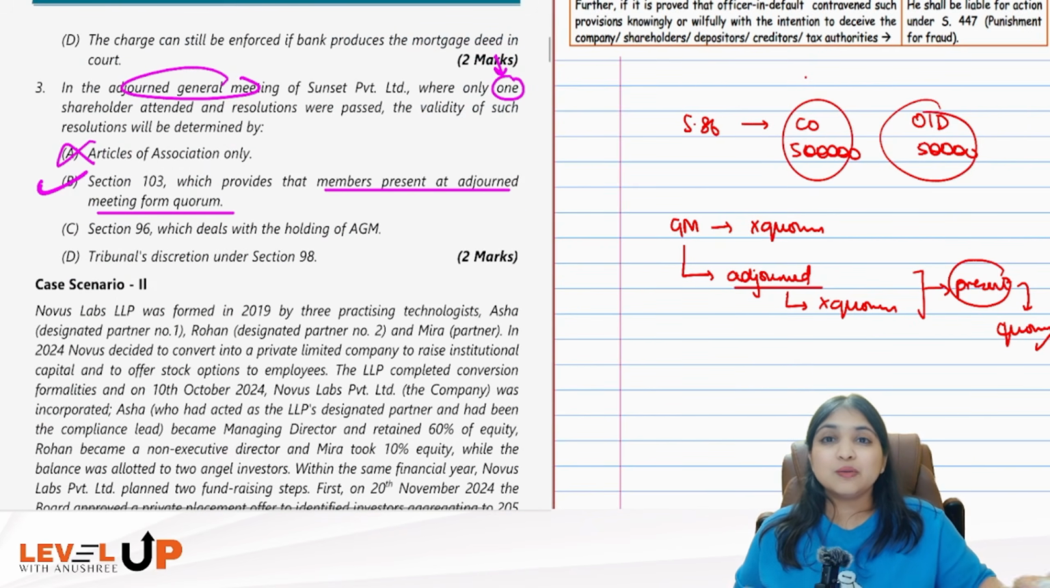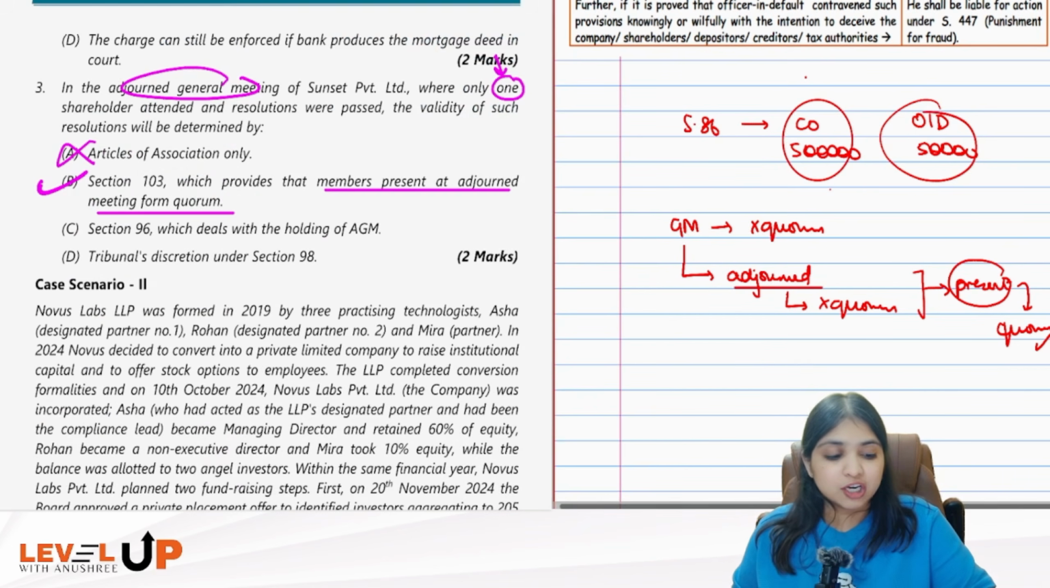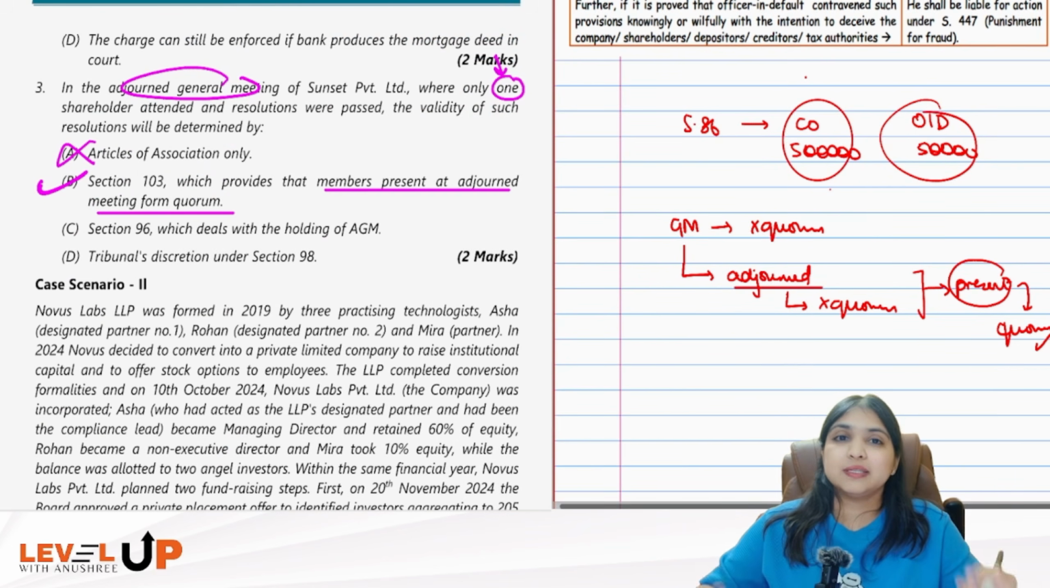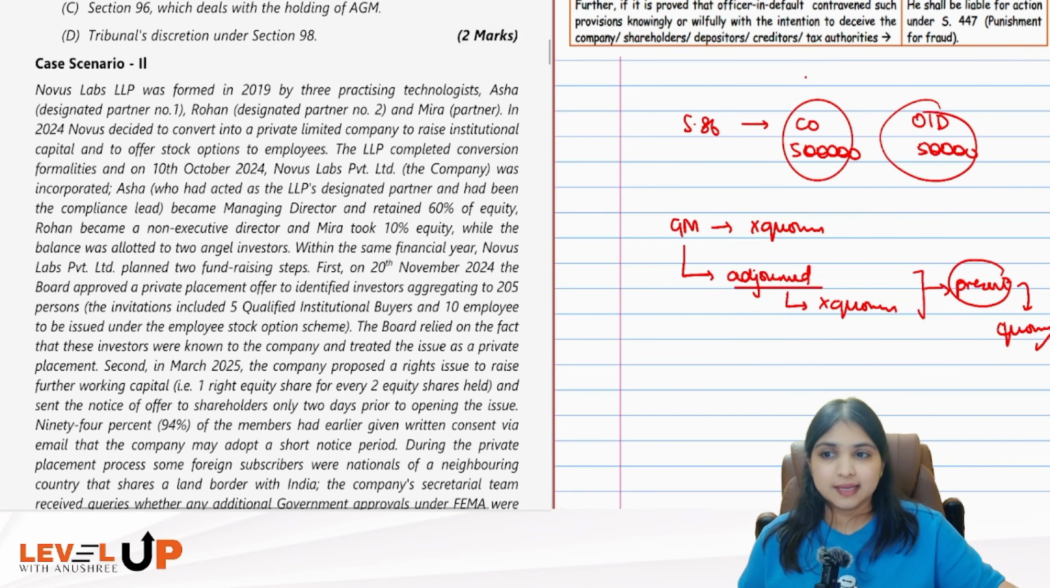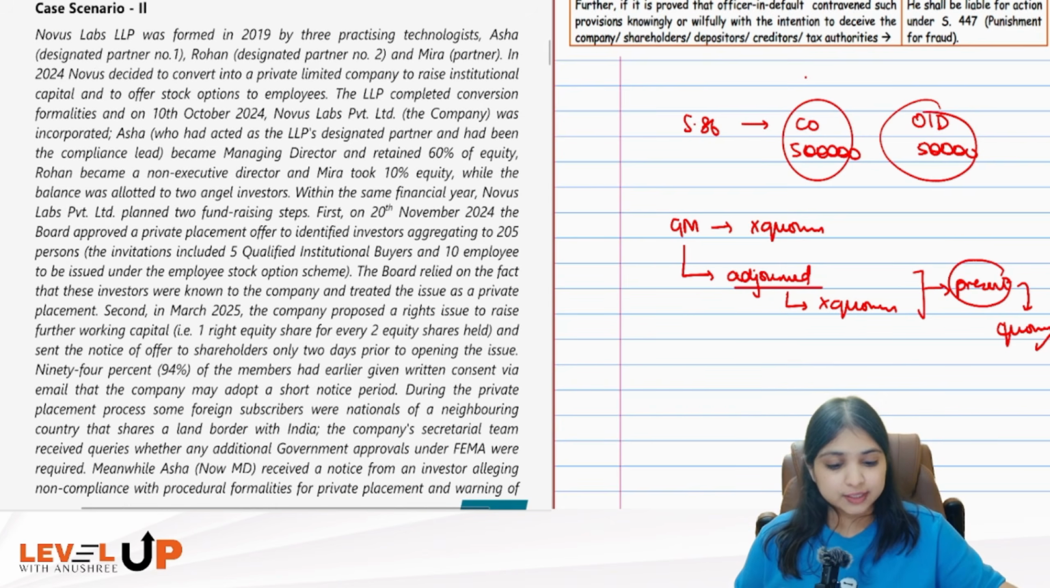Then our third question was about quorum in the adjourned meeting. If my general meeting is adjourned because of want of quorum, now in the adjourned meeting, whoever are the members present, they themselves will constitute the quorum. Okay. Then come to the second case scenario. Here we'll have to read the story, guys.